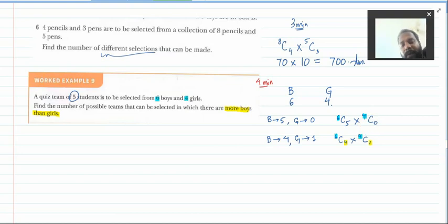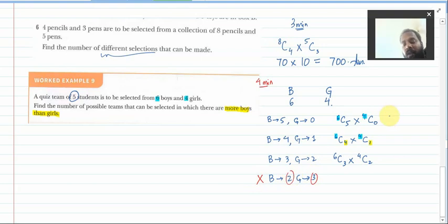Alright. After that we can pick 3 boys. If we pick 3 boys, then girls must be 2, again for the same reason, we are looking for a team of 5 members. So it will be 6 combination 3 times 4 combination 2. And if I make another one, two boys and three girls, that is not possible. Why? Because the condition says the number of boys should be greater than the number of girls. Here the boys are two and girls are three, so it is not possible. That is why we are not considering it.